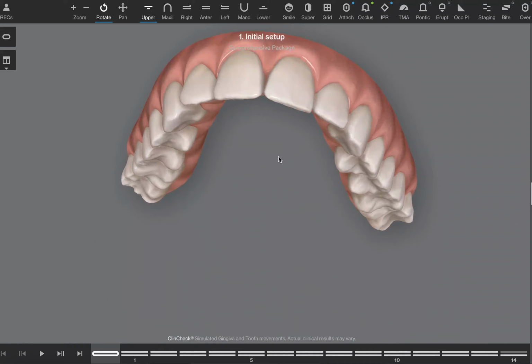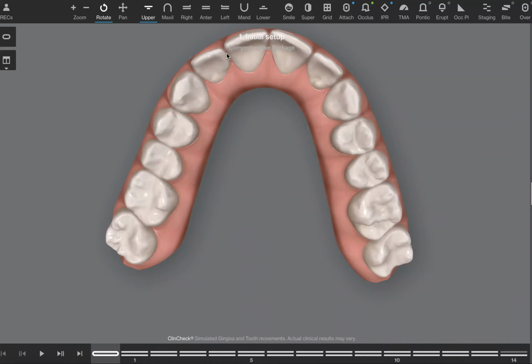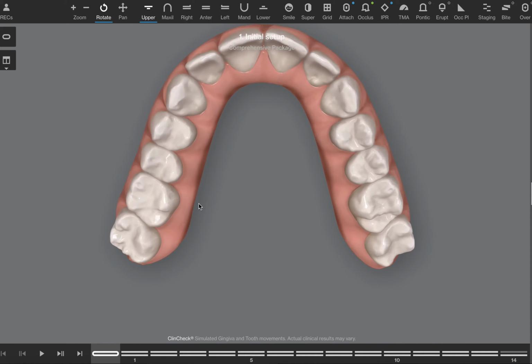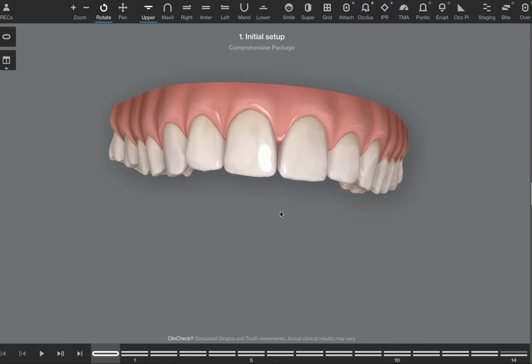Obviously, there's a couple rotations that need to be fixed. You know, these are minor problems, but I'd like to see this guy right here, that is your upper right second molar. I'd like it to come in line with the arch form a little bit better.